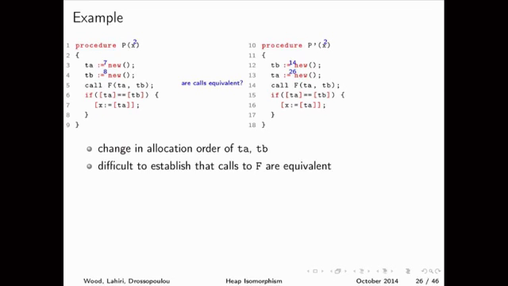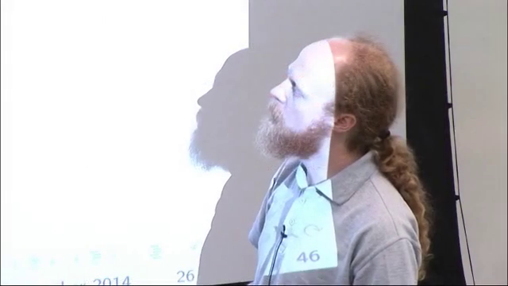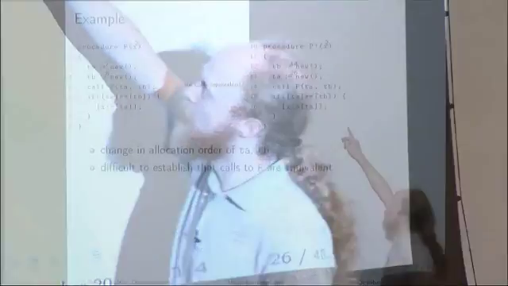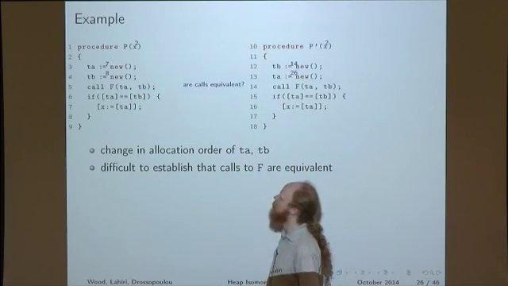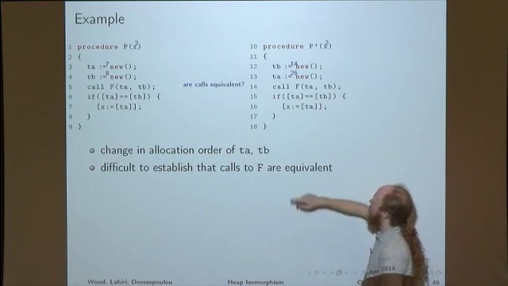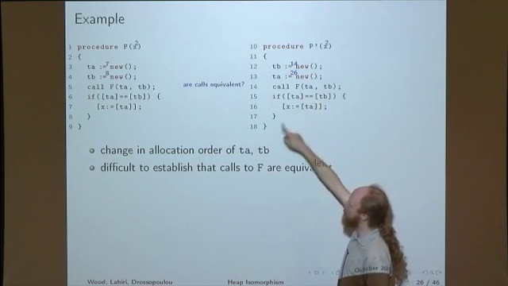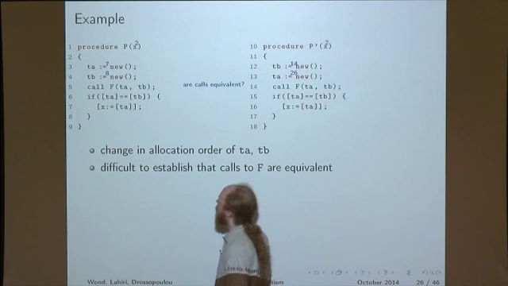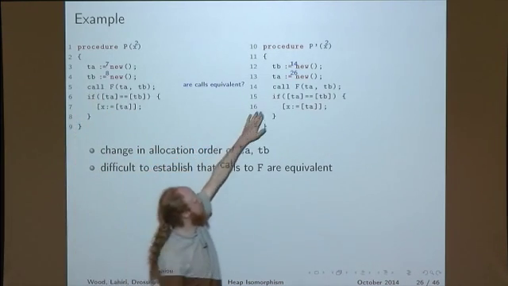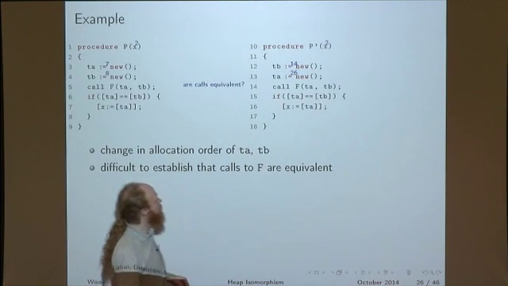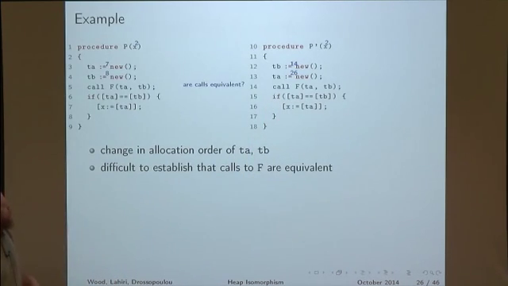So if we use a program verification approach, we would equate the initial state. So we say that X has the same value on entry. Then we make some non-deterministic memory allocation, and here we get these two addresses, and here we get these two addresses. Now, in order to establish that these procedures are equivalent, we need to establish that these calls are going to do the same thing.